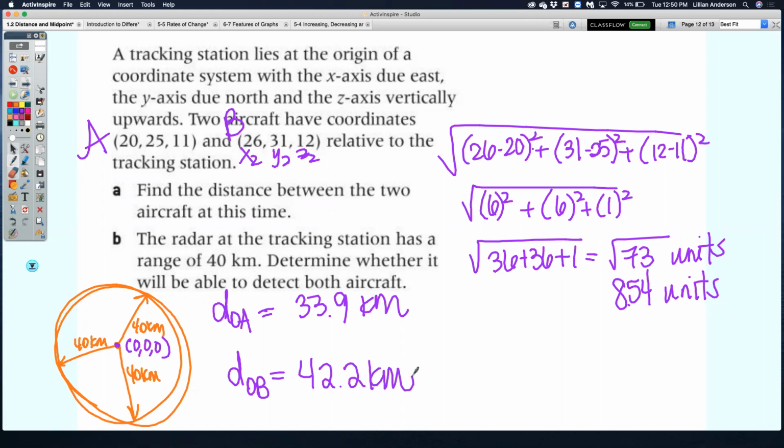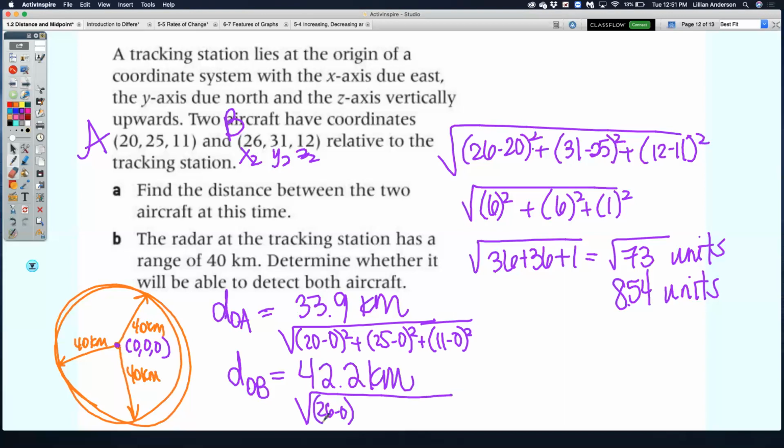Now, of course, it says determine whether it will be able to detect both aircrafts. You want to make sure that you include the work associated with how you got those numbers. Because remember, if you're trying to explain, determine, and justify, they want to see the math that goes along with it. So you want to make sure, which I'm pretty sure you did on your paper. I'm just making sure to re-emphasize.